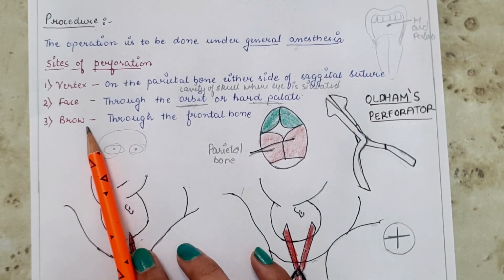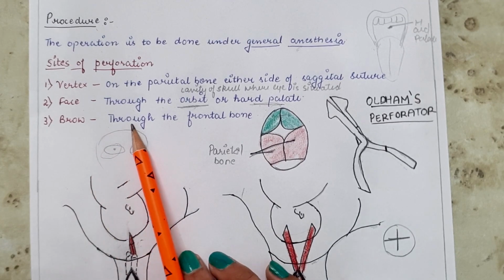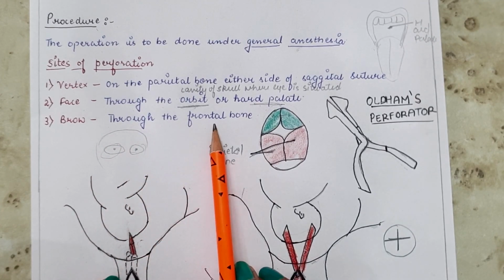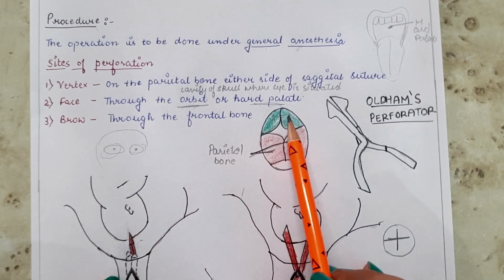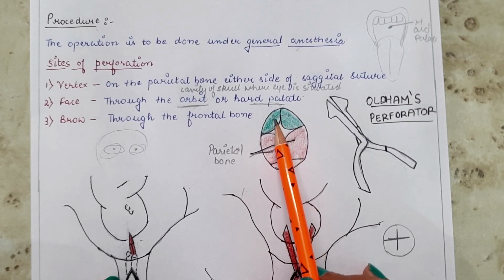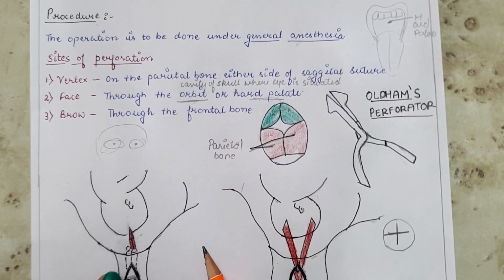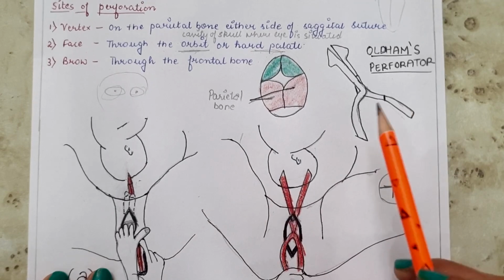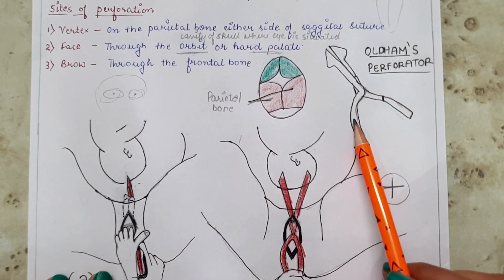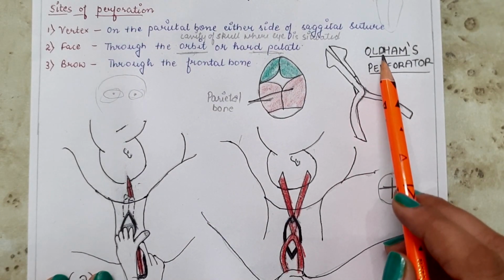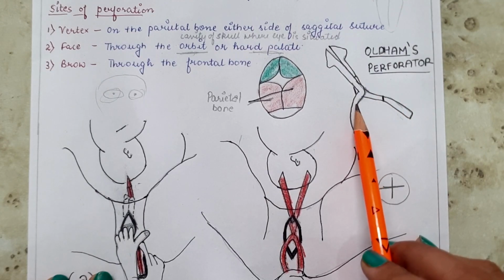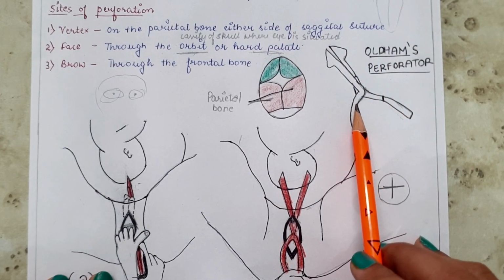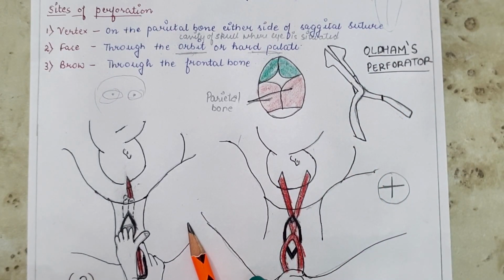So while in the case of brow presentation, the hole is to be made through the frontal bone of any side. And the instrument which is used in the case of craniotomy is known as Oldham's perforator. This is the diagram of Oldham's perforator. Now moving towards the procedure.